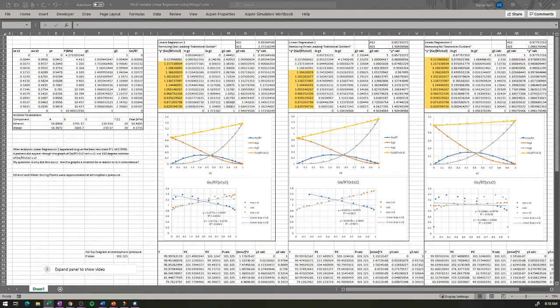That this is equal to the gamma 1 value at infinite dilution. And so you can also see that the natural log of gamma 1 is equal to the A12 value, and the natural log of gamma 2 is equal to the A21 value. All right.